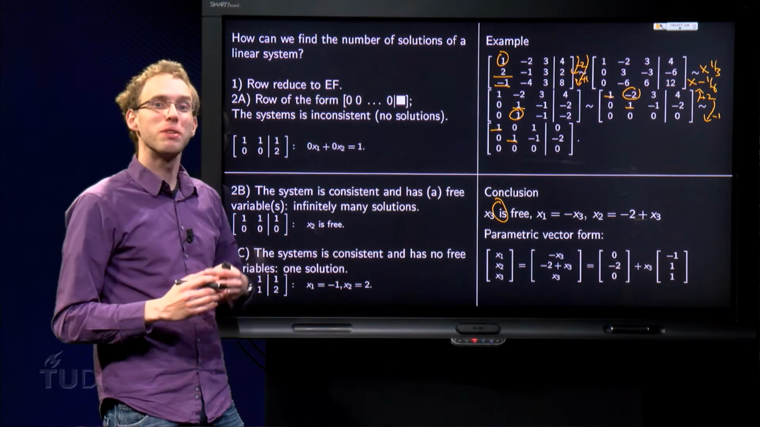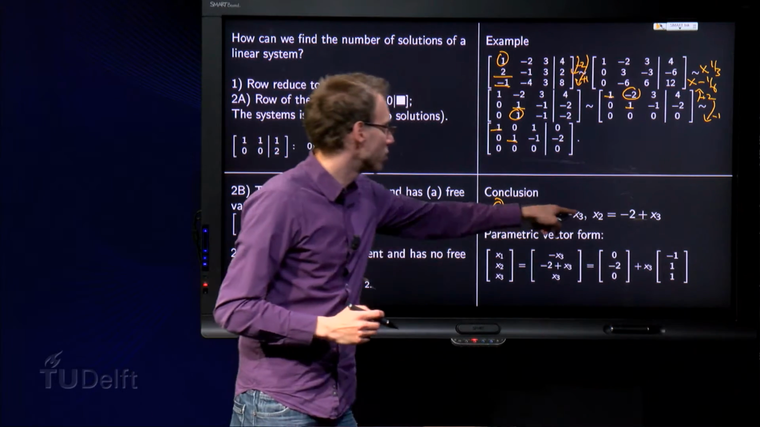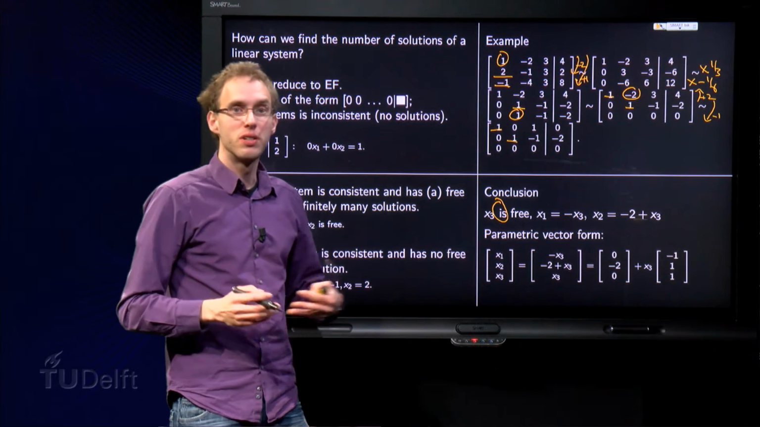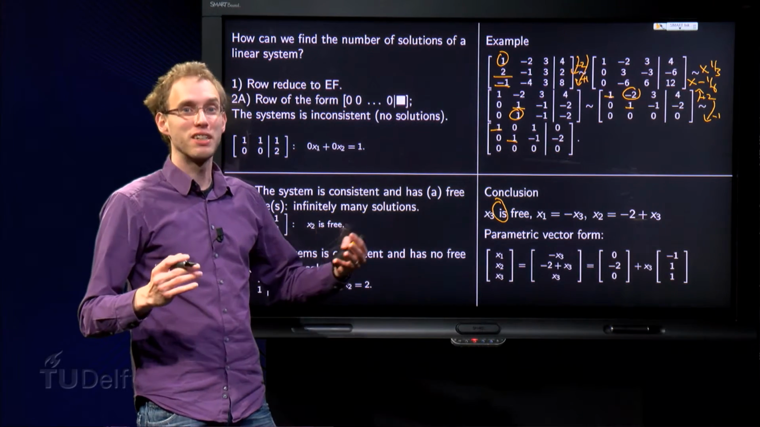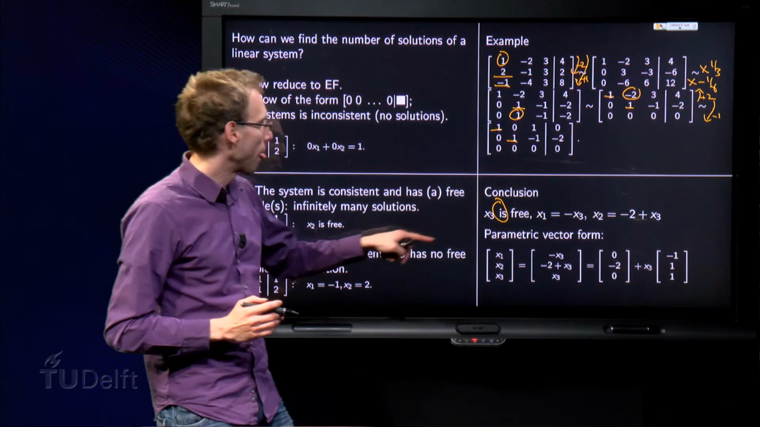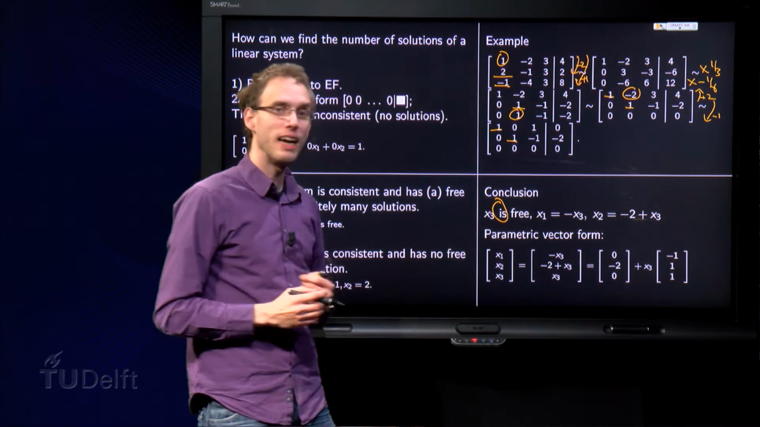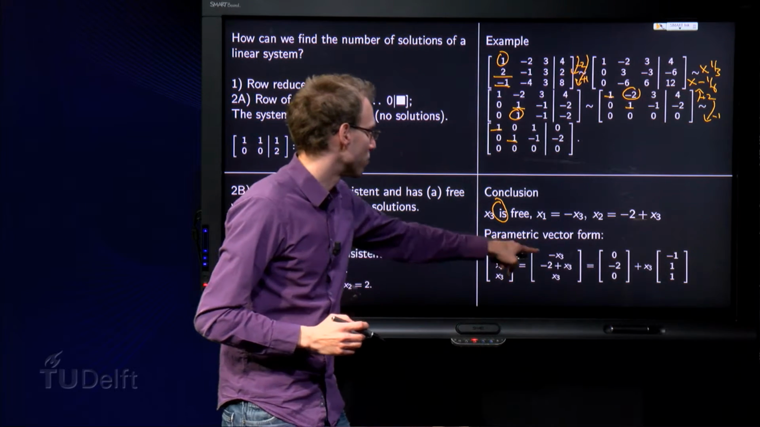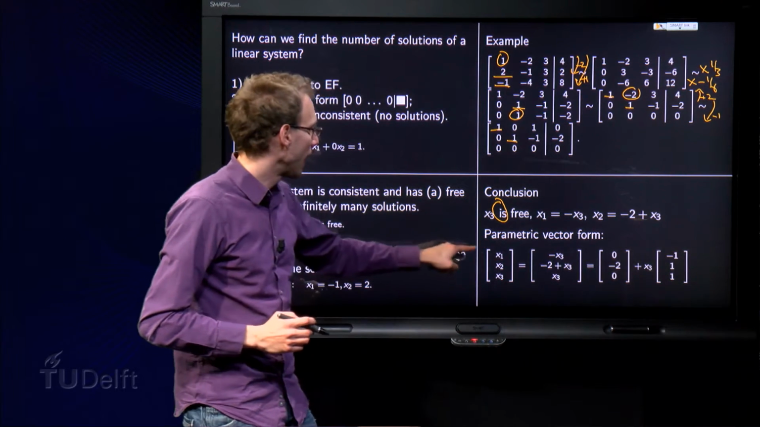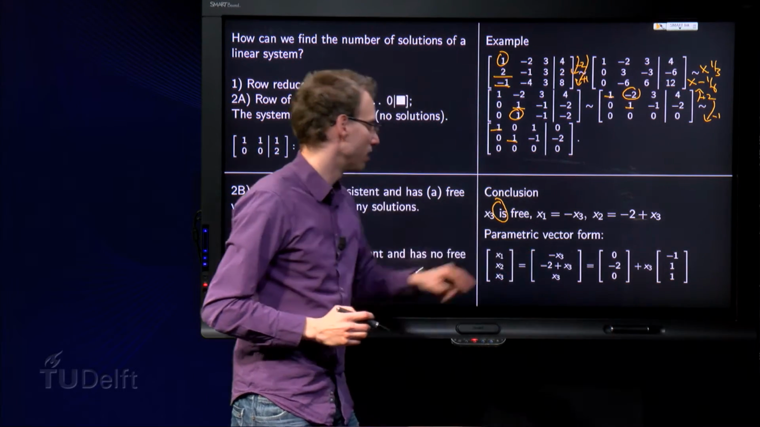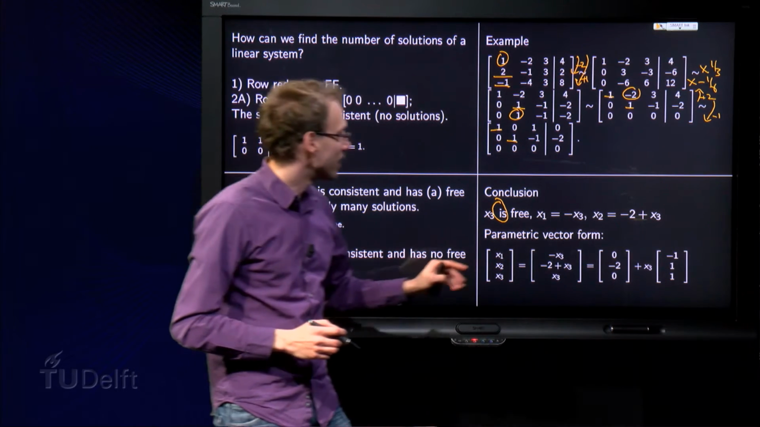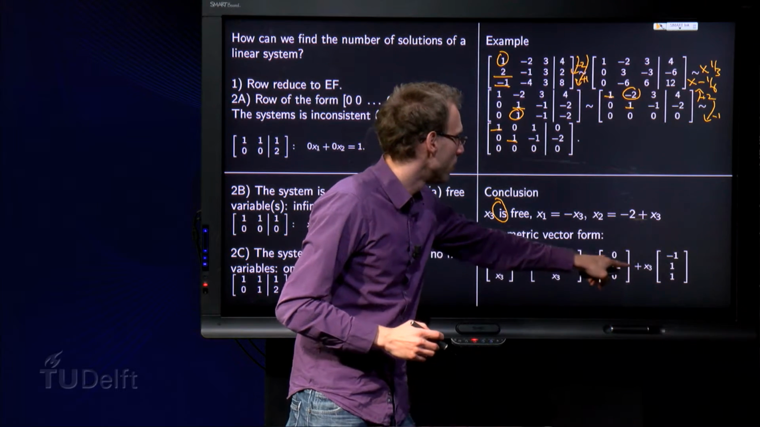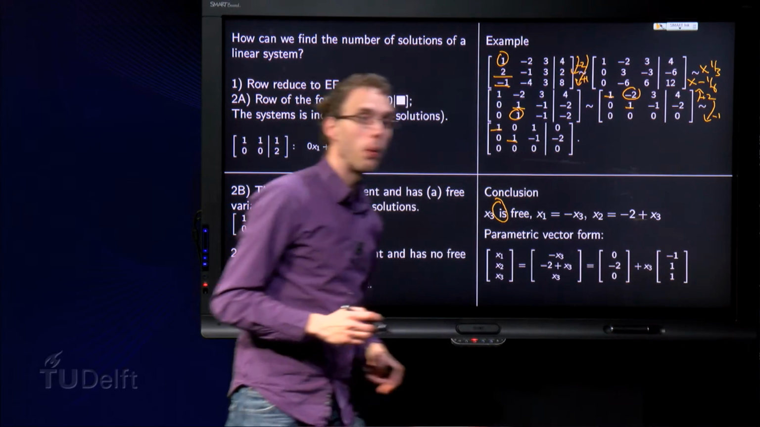And then we see something nice if you put x1, x2, x3 in a vector. That form of the solution is called the parametric vector form of the solution. So x3 is just there. x1 equals minus x3 on the first spot. And x2 equals minus 2 plus x3 on the second spot. And we see we can rewrite it as 0, minus 2, 0 plus x3 times minus 1, 1, 1.